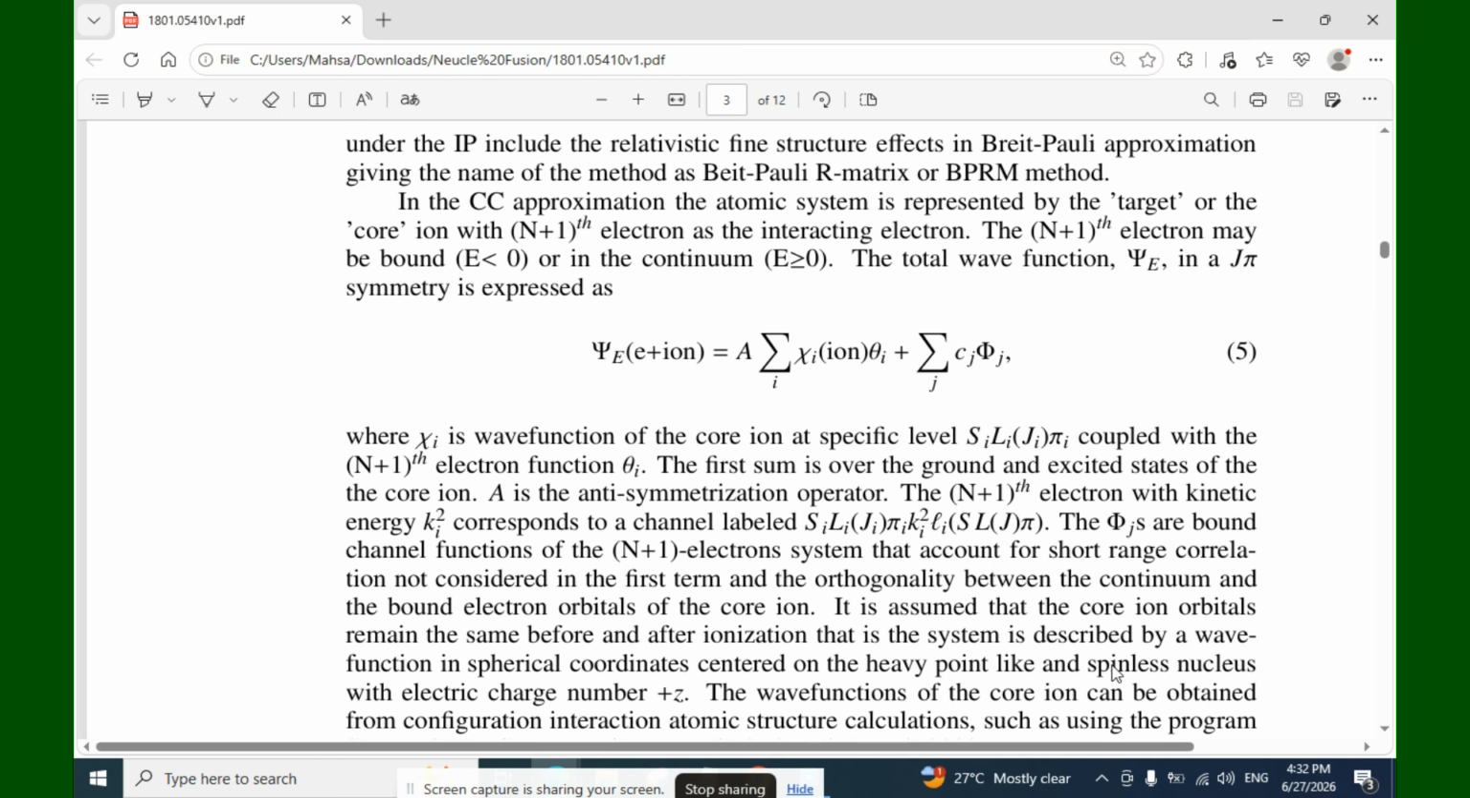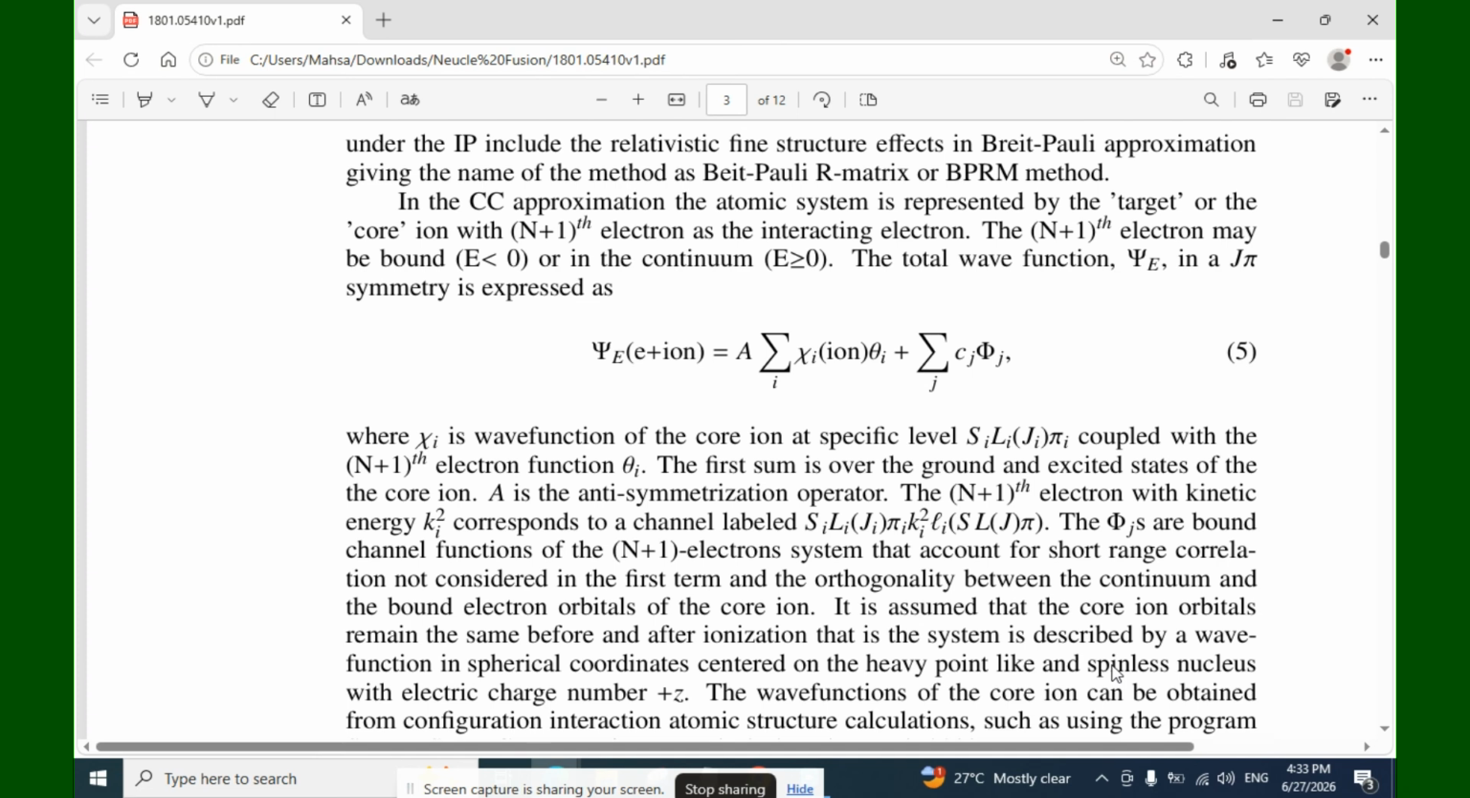A is the anti-symmetrization operator. The (N+1)th electron with the kinetic energy k_i squared corresponds to the channel labels S_i L_i J_i pi_i k_i squared l_i, (SL)J pi. The phi_j are bound channel functions of the (N+1) electron system that account for short-range correlation not considered in the first term and the orthogonality between the continuum and the bound electron orbitals of the core ion. It is assumed that the core ion orbitals remain the same before and after ionization.